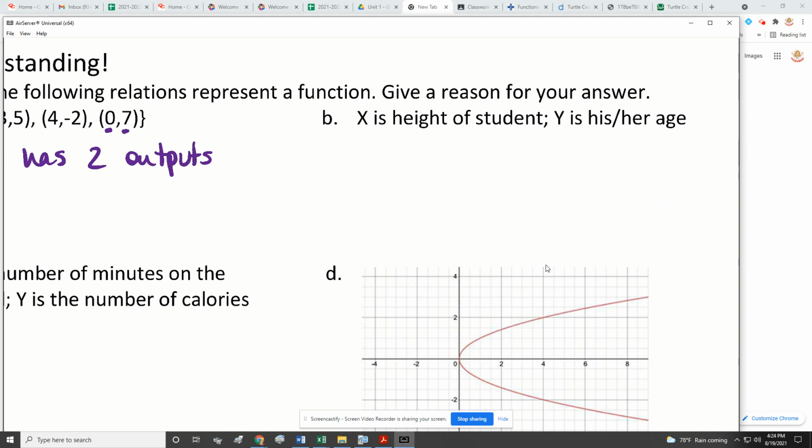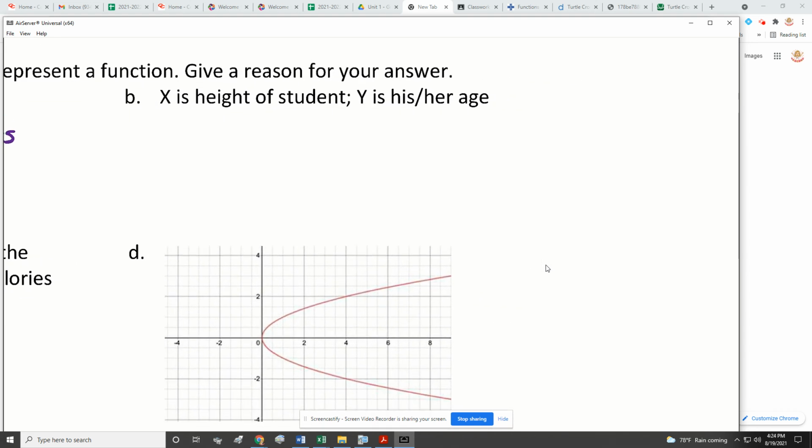All right, B is a different kind of situation. B asks, is this a function if x is the height of the student and y is his or her age? So this isn't so much about whether there is going to be a repeated output. It's more like, is there a relationship between the height and the age of a student? We're talking about students from kindergarten to college, I guess. And so this would actually be no.